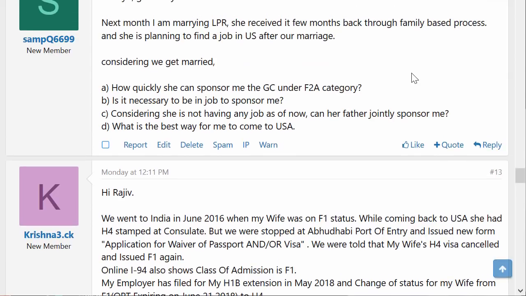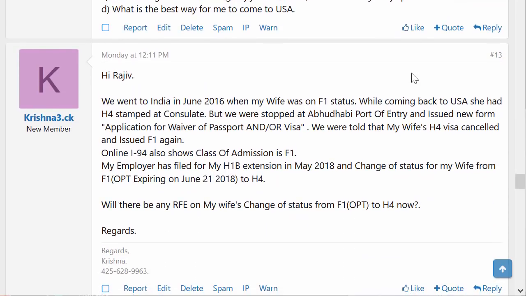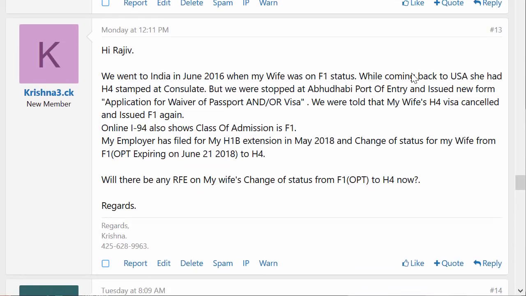Okay, so next question is from Krishna. We went to India in June 2016 when my wife was on F1 status. While coming back to the USA, she had H4 stamped at the consulate. At the Abu Dhabi port of entry, they gave her a form, an application for waiver of passport and or visa. They cancelled her H4 visa and issued F1 again. That makes no sense. Yeah, I don't see how this can happen, Krishnaji. This makes absolutely no sense to me.